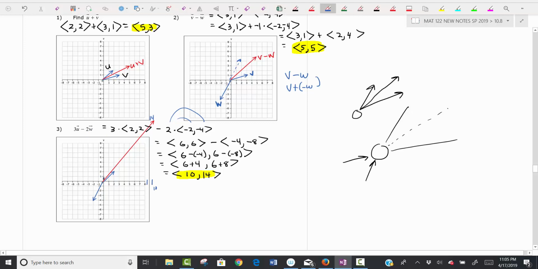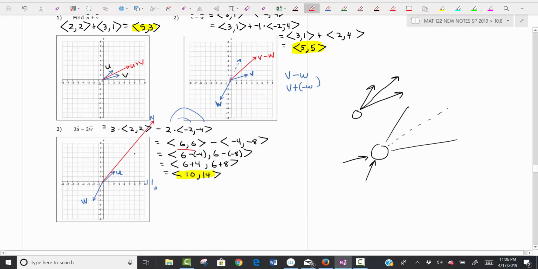And what I did on this one, I just graphed the original one, 2, 2. Okay, so that's vector u right there. And then the second one was -2, -4. That was vector w. I didn't really do the scalar on this, but if you did the scalar, then you would sketch out 6, 6. So that would go over 6, up 6.